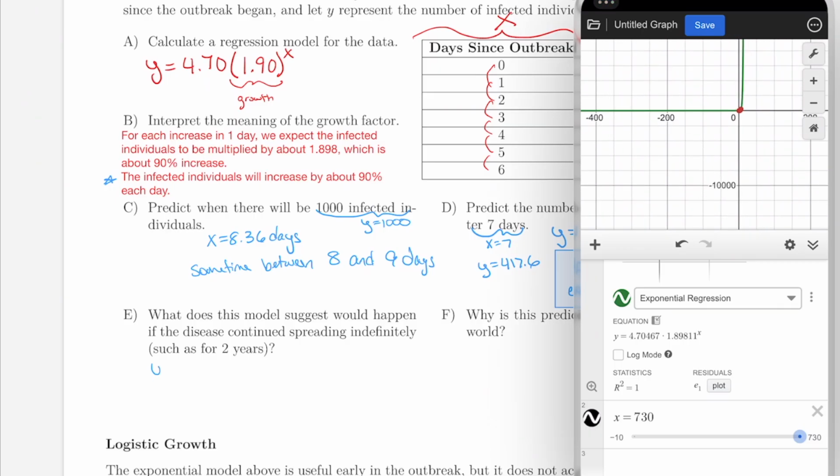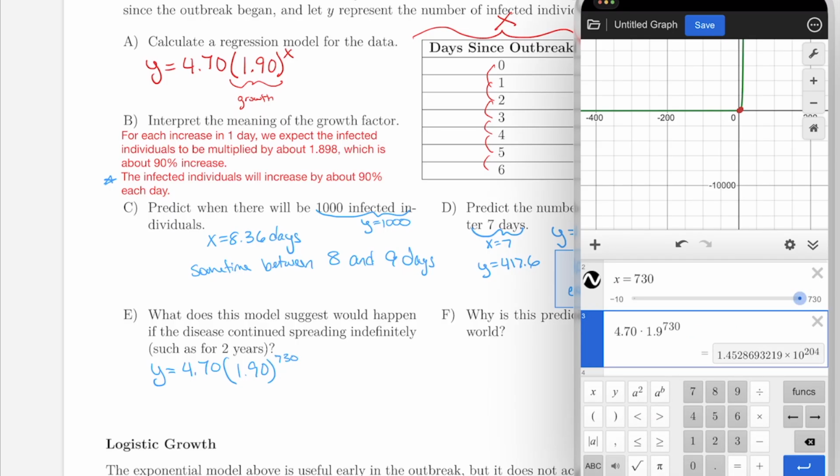If I were to use my equation and say y equals 4.70 times 1.9 to the 730th power, you can see we get a very large number, and this number does not make sense. This is a ridiculously large number. This is more atoms than there are in the entire universe, let alone people. People max out right now at around 7.5 billion people. So clearly that doesn't make sense.